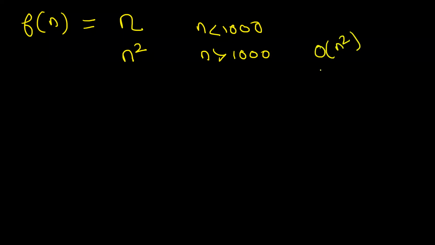Do you know why? Because in asymptotic big O notation, we look for large values of n. I will say that what happens when n is very large? For very, very large values of n, you will see that the runtime is n square. So the worst case is big O of n square.